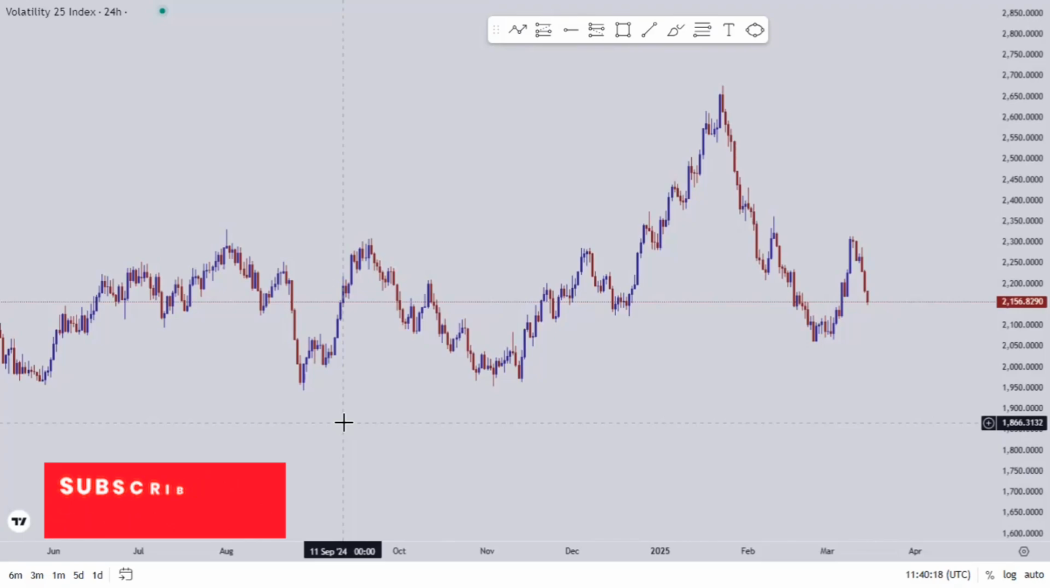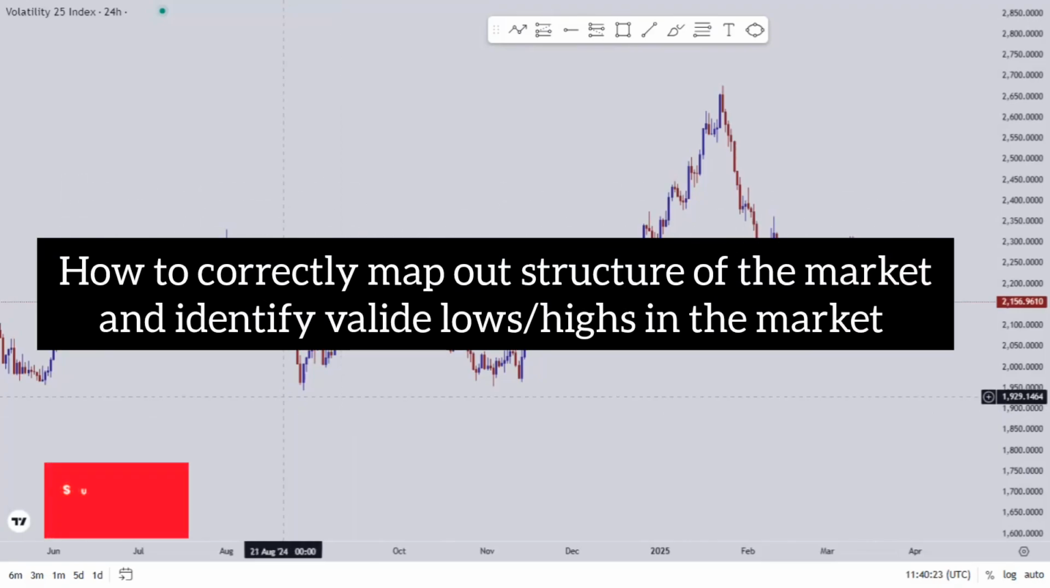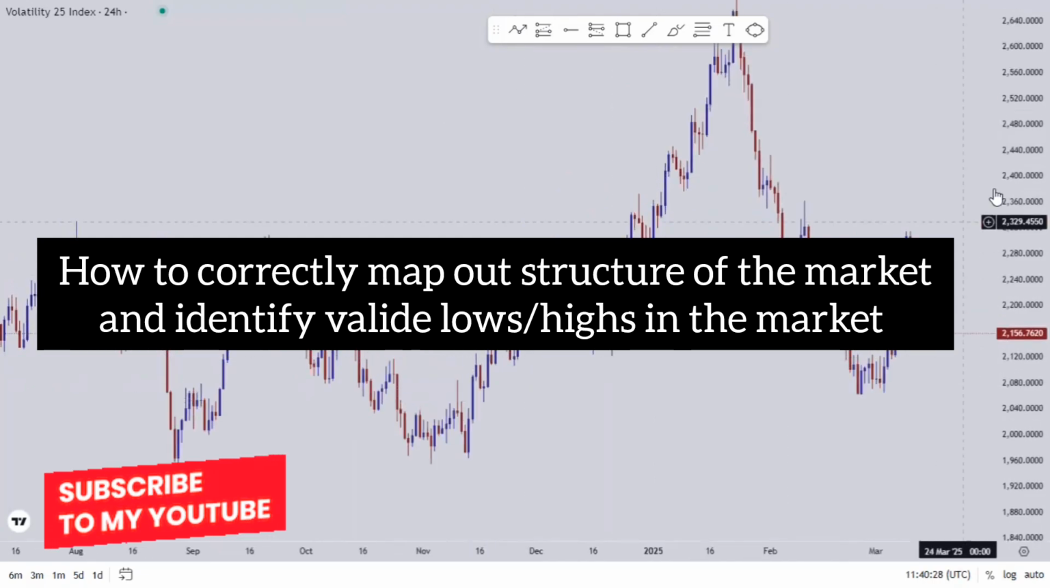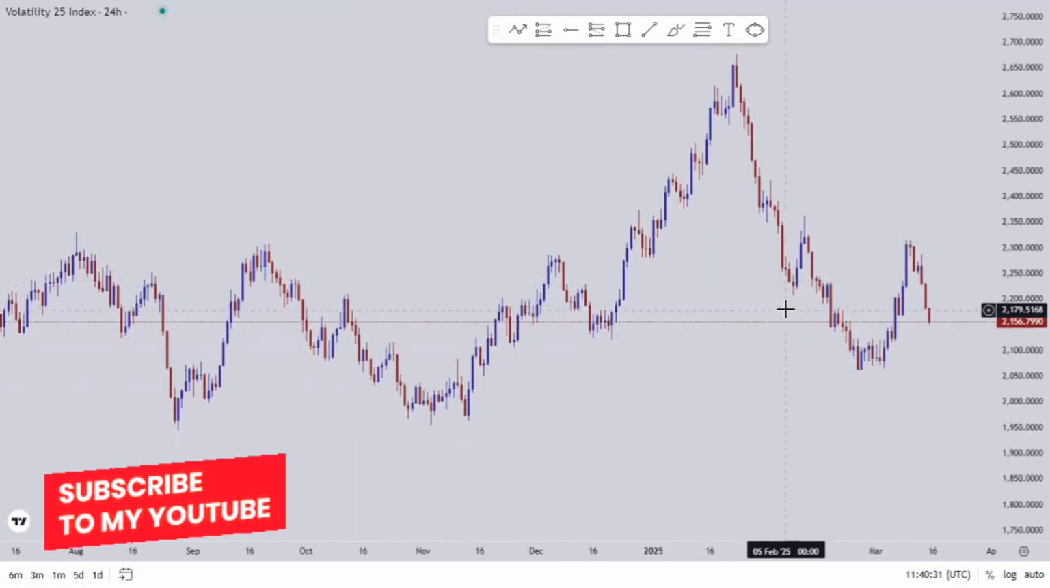So guys and girls, in today's lesson, I'm going to dive into how to correctly map out your structure in order for you to make an informed trading decision.